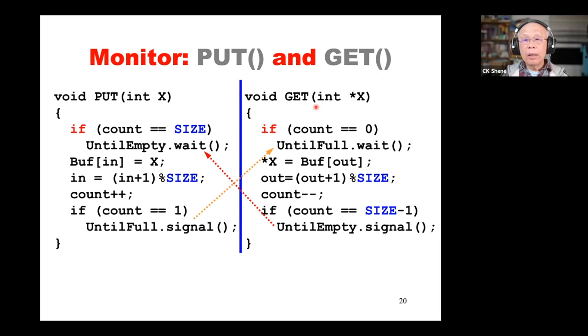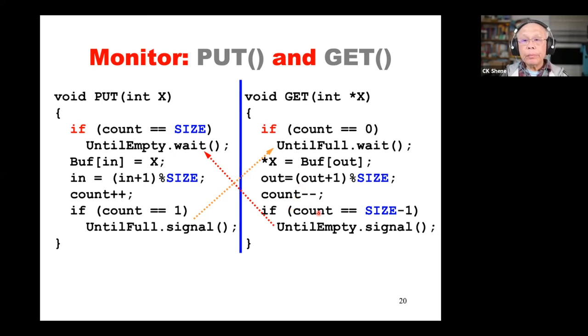Let's take a look at the get function. Consumers call function get. If the count is zero, which means the buffer is empty, nothing there, this consumer has nothing to retrieve. So it must wait. When this consumer is released from condition until not empty, which is signaled by the first producer here, this consumer could retrieve the information, advance the out pointer, and decrease the counter.